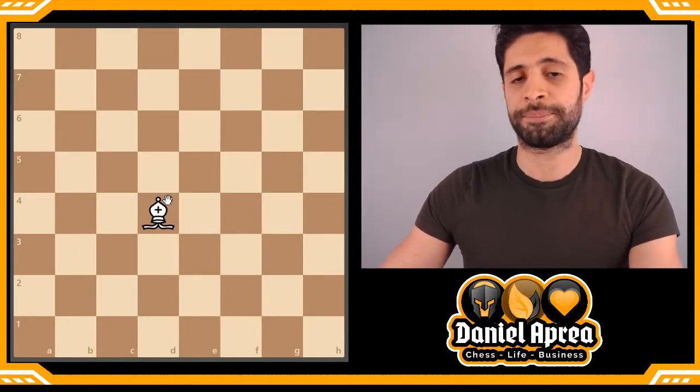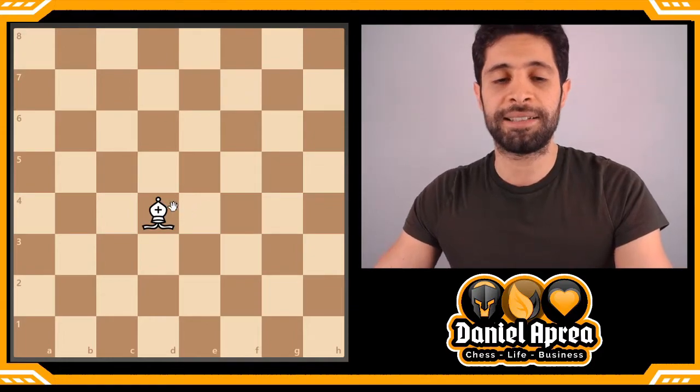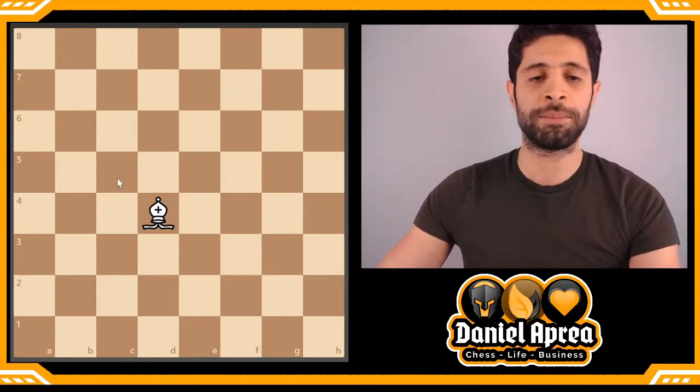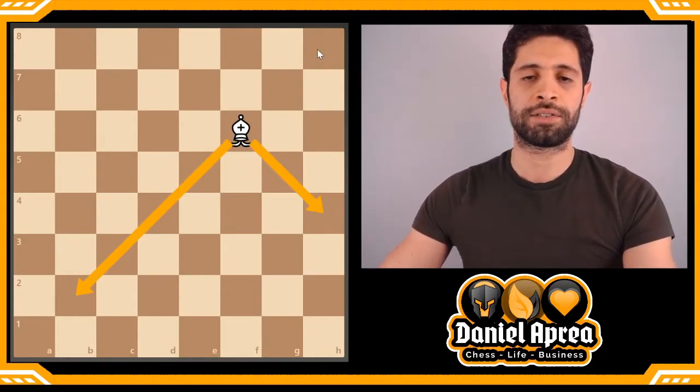Now the bishop is a very interesting piece, because the bishop can only move diagonally. So this bishop, let's take this bishop for example, can move like this, like this, like this. Obviously this is along the entire diagonal, and the bishop can move as many squares as it wishes.